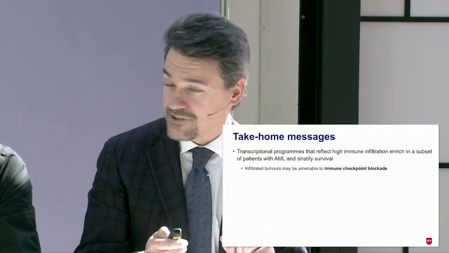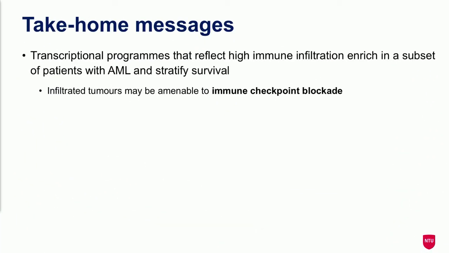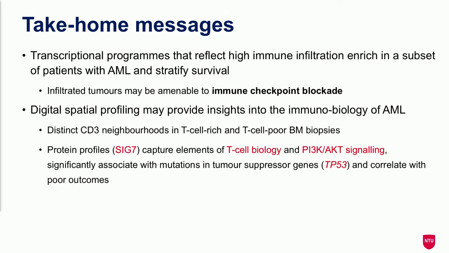So, the take-home messages from my case study. Transcriptional programs that reflect higher immunological infiltration are enriched in a subset of patients with AML, and they have the ability to stratify survival, which was unexpected when we first embarked on these studies. But this also means that immune-infiltrated tumors may be amenable to immune checkpoint blockade, similar to the conceptual framework in solid tumors. You may want to target those patients because they are more likely to respond to immune checkpoint blockade.